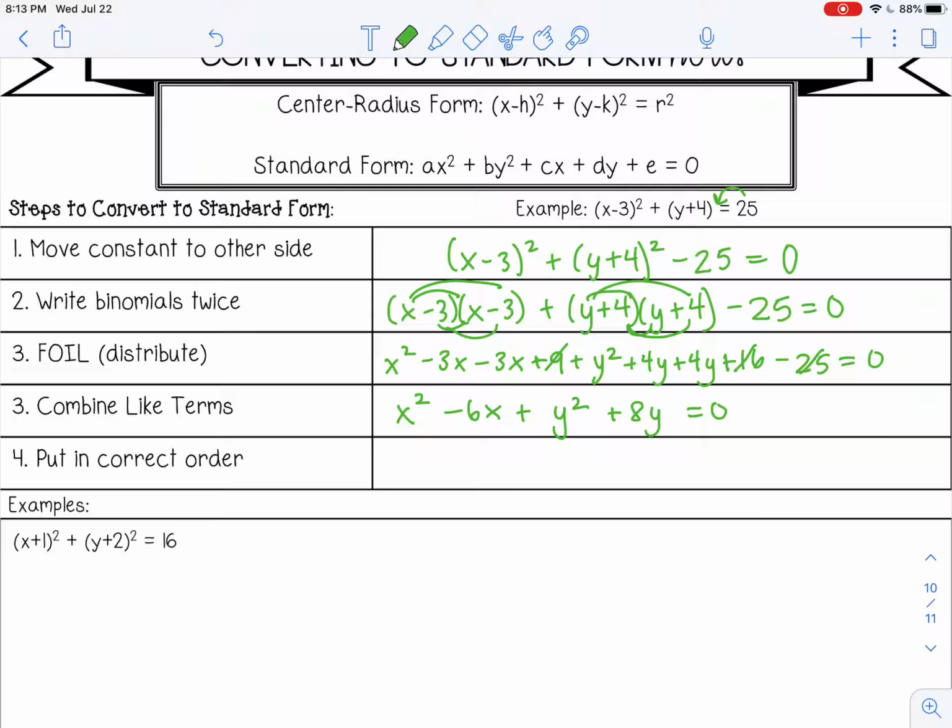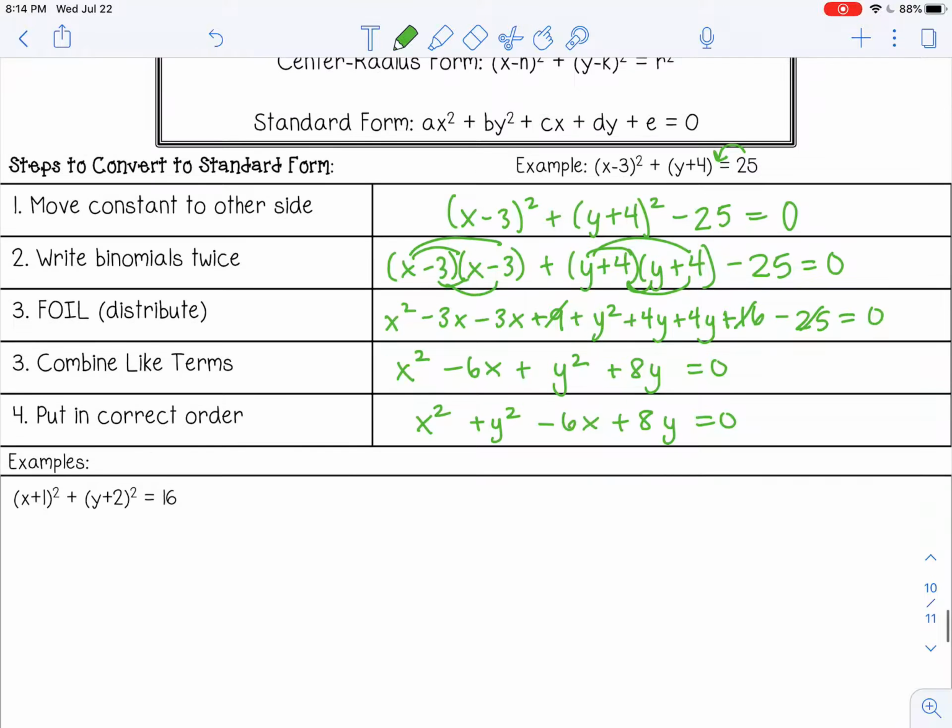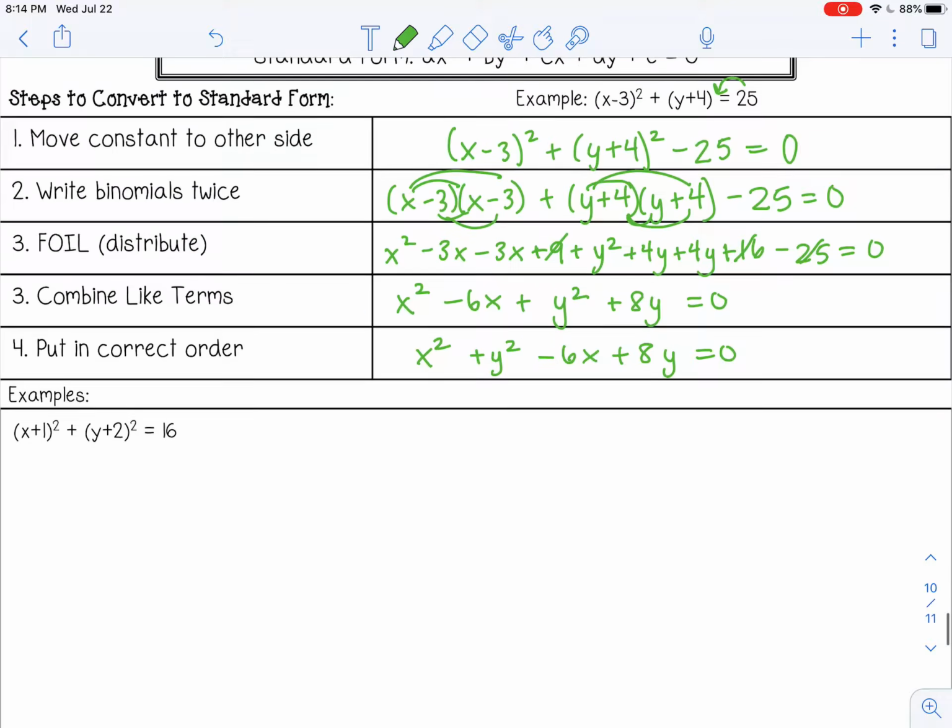All right, and then finally I'm going to put them in the correct order. So x squared plus y squared minus 6x plus 8y equals 0. That's the standard way to write it. Okay, so let's try a couple more examples.